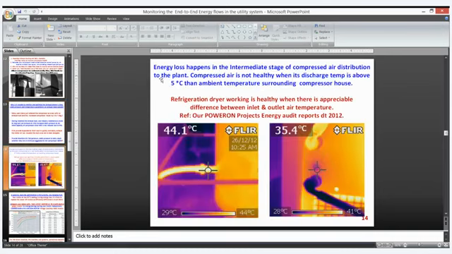This is what is happening in the dryer. See, there are 2 to 3 stages of drying the compressed air. One is at the compressor end by the post air cooler, then by the air receiver, then by the refrigerant dryer.